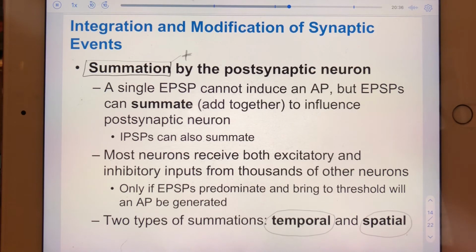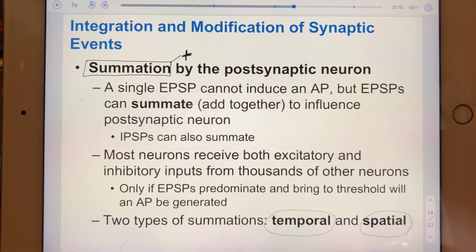Summation of graded potentials is possible. Summation of action potentials is not. And you might already be thinking math. Addition. Okay. It is possible to add together, or sum, multiple graded potentials. Okay?